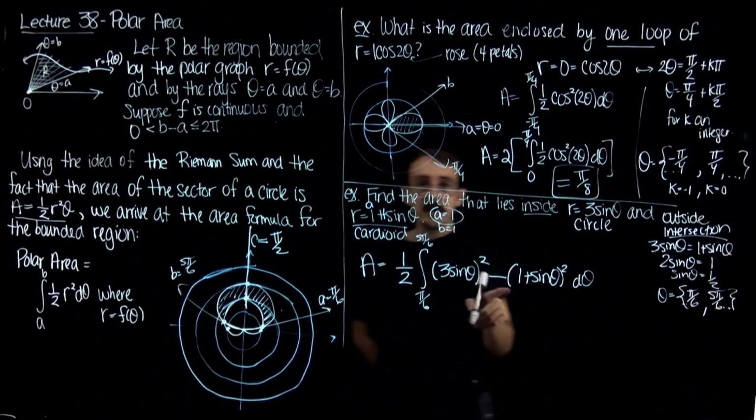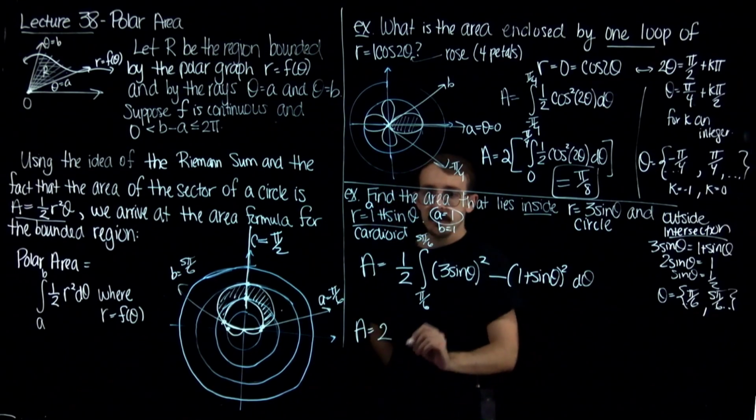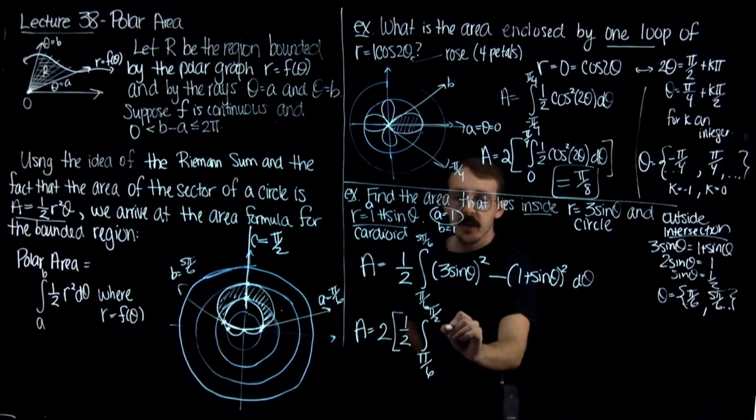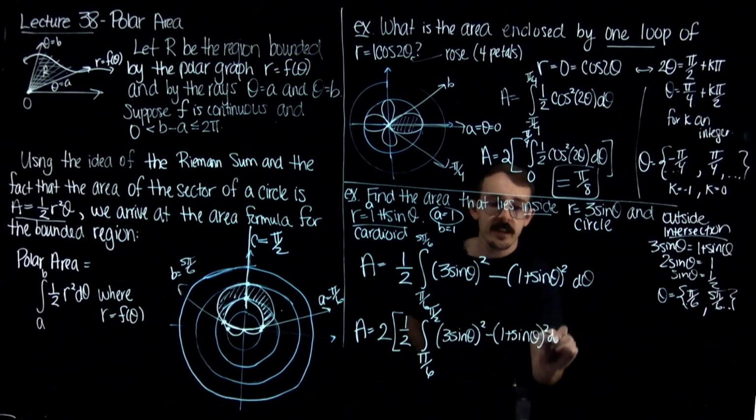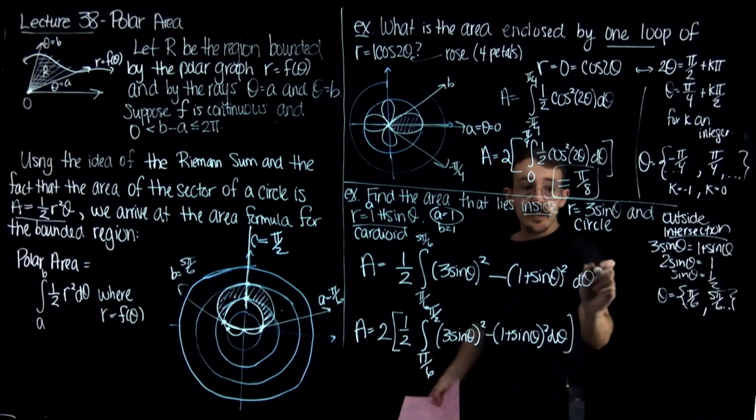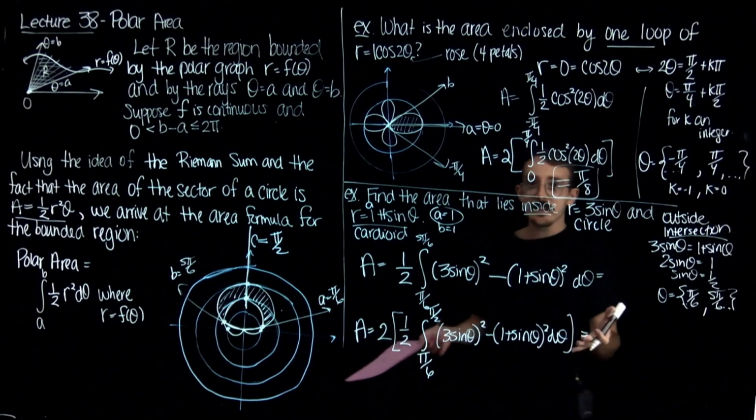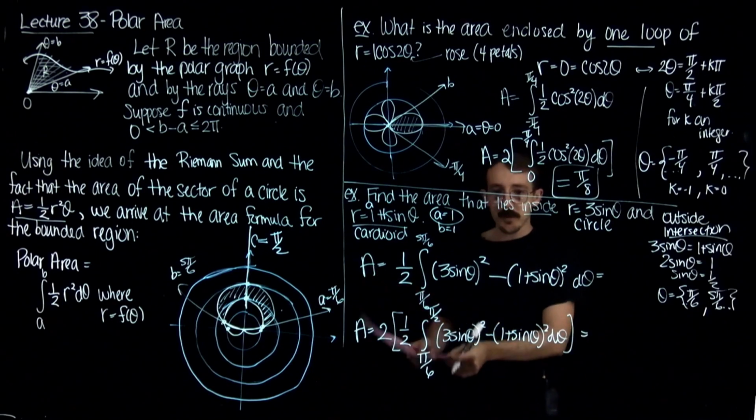So another way you could write the area formula for this is you could say, well, OK, the area is also 2 times 1/2, and you just integrate from pi over 6 to pi over 2 of 3 sine theta squared minus 1 plus sine theta squared d theta. And this will get you the exact same answer as this one. And sometimes this simplification or noticing this symmetry idea really does make the problem much more straightforward, or at least the calculation much more straightforward.